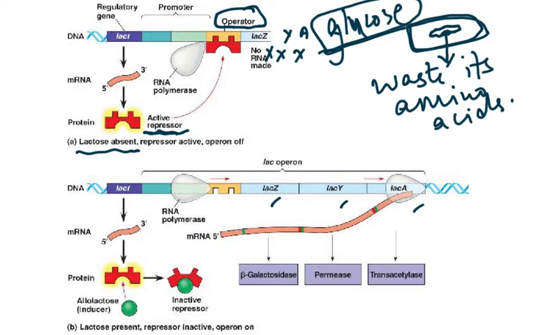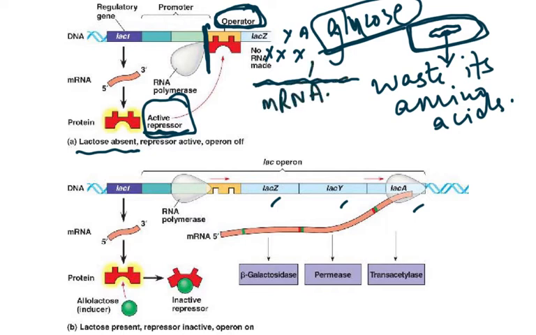So now you can see here the RNA polymerase is sort of being stopped. The RNA polymerase cannot do its work. It cannot make the mRNA for LAC-Z, LAC-Y and LAC-A. So the repressor protein is binding to the operator site and is preventing the transcription of the mRNA for these 3 enzymes. So no mRNA made, no enzyme is made.